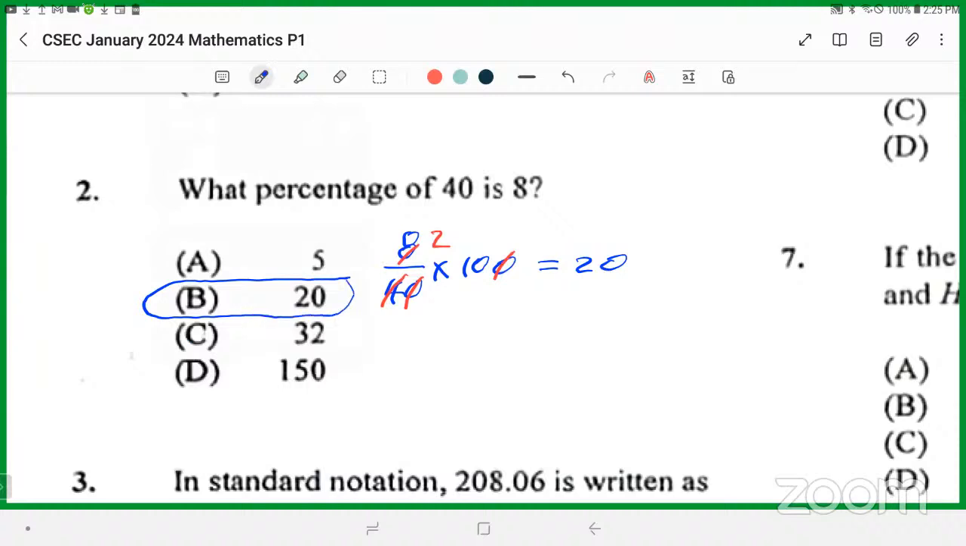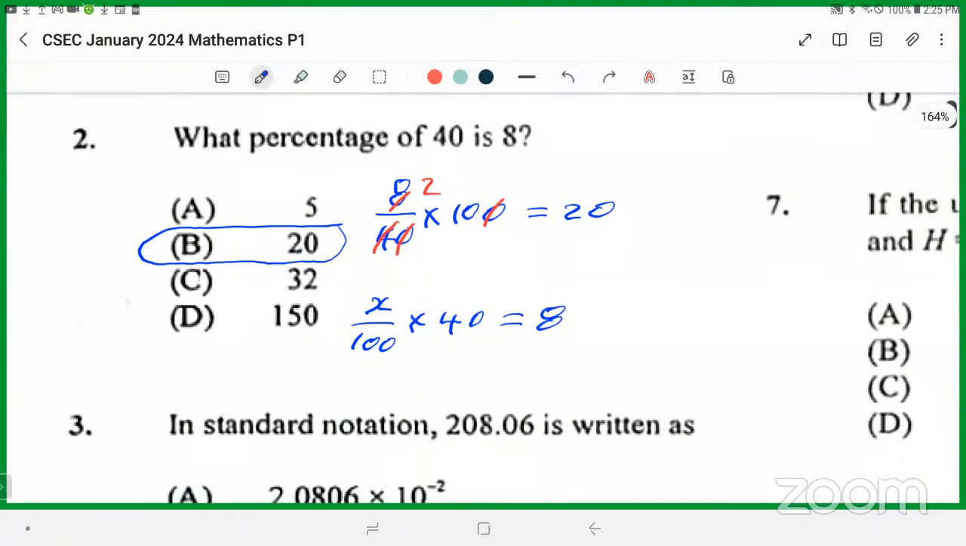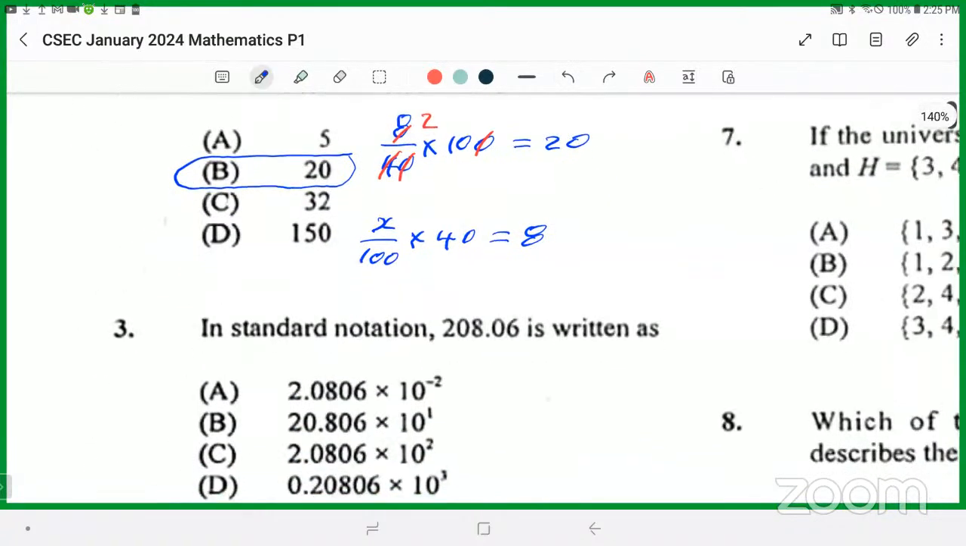Another way you could set it up is to say what over 100 times 40 is equal to 8. That's another way to say it: what percent of 40 is 8? That's going to give you the same answer if you transpose. When you divide by the 40 and then multiply up the 100, you're going to get the same answer. That's another way to express it. All right, in any case, it's 20%.